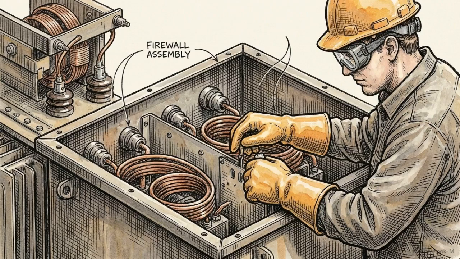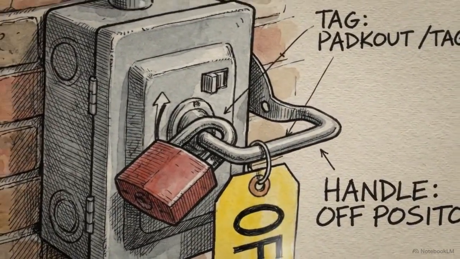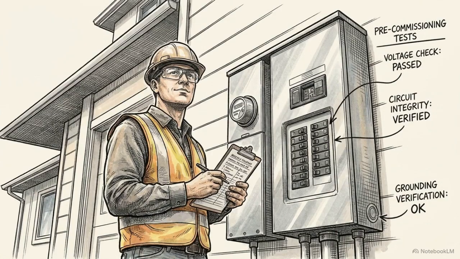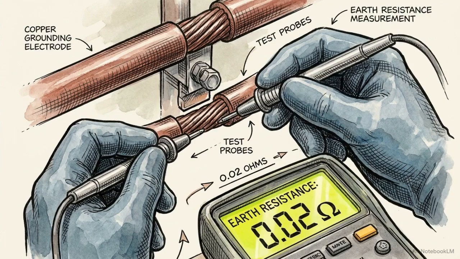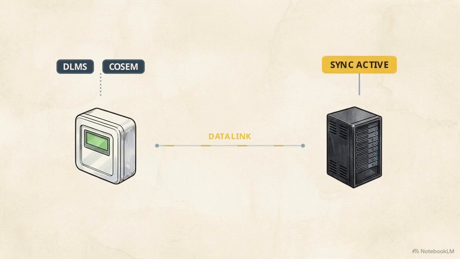Even after every piece of hardware is bolted down and safely wired, you cannot legally flip the switch to turn your system on. Utility technicians must first arrive on site to perform pre-commissioning tests. They verify the earth resistance and manually test the AC and DC isolators to ensure all emergency shutoffs function under pressure. Next is the digital synchronization. The utility programs the net meter with specific communication protocols, like DLMS, COSEM, so the hardware on the side of your house can speak directly to their municipal billing software.